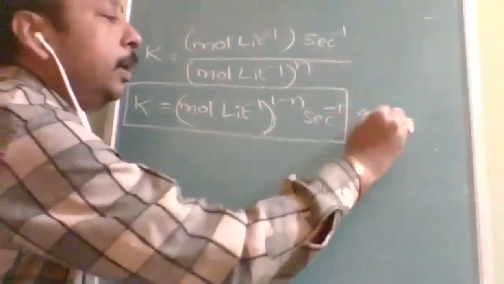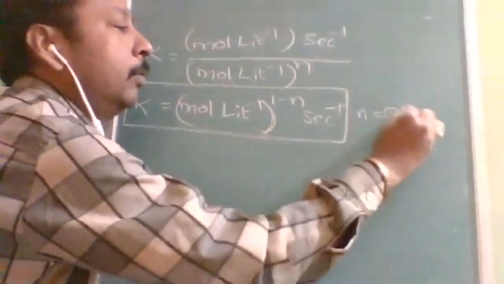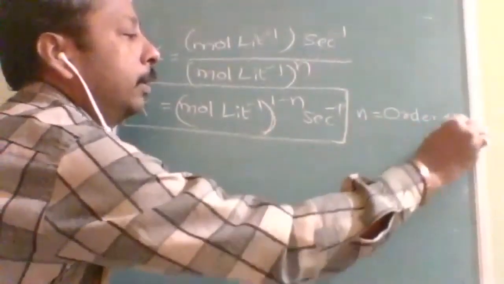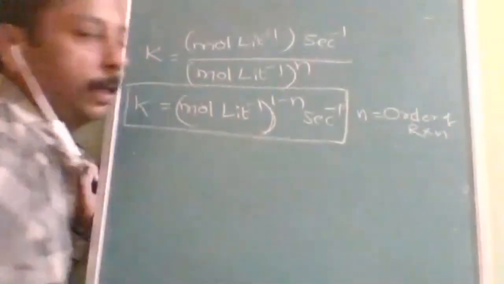Here, what is n? Rest all are known. What is in here? Order of reaction. Okay, order of reaction.